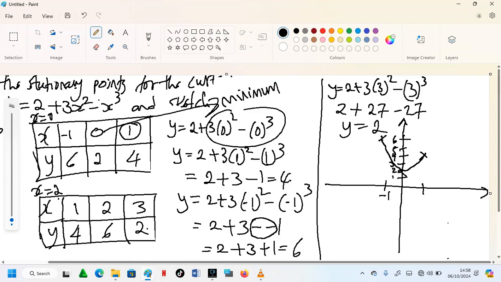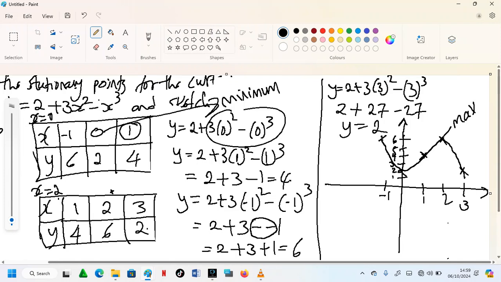Alright, then let's continue plotting. (1, 4) is there. Now we're proceeding with (2, 6), so 2 goes to 6, somewhere there. And of course, that is all for turning points. And then we have (3, 2), somewhere there. So it goes like that, and therefore that one is a maximum turning point.